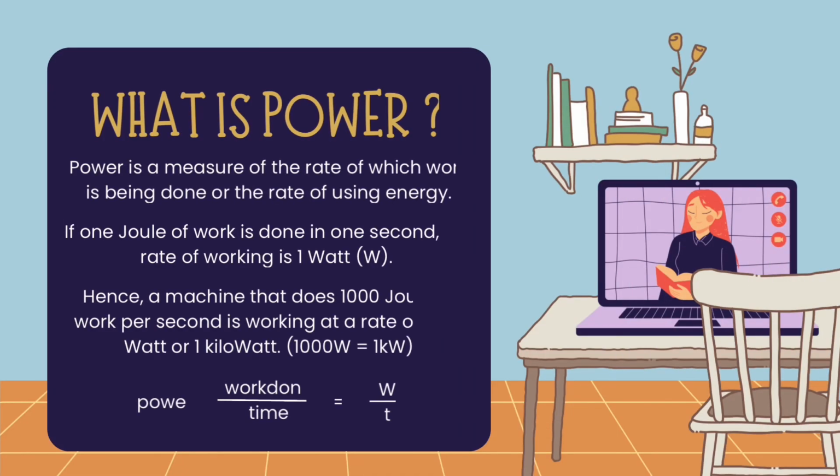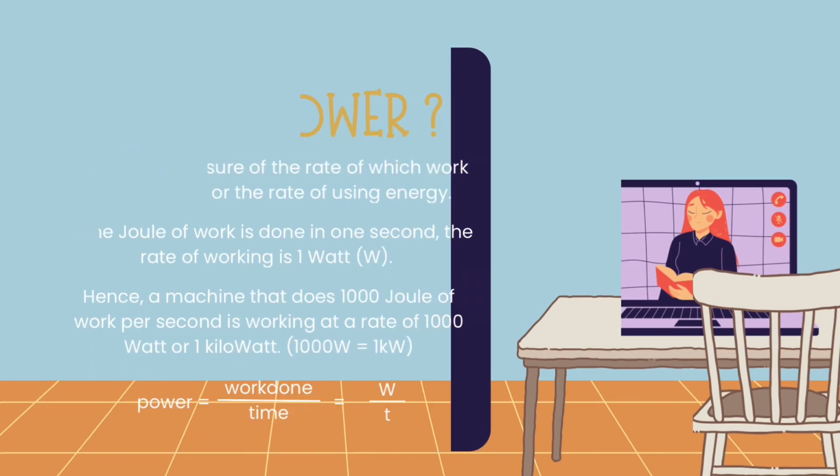And the last one is power. What is power? Power is a measure of the rate at which work is being done or the rate of using energy. If 1 joule of work is done in 1 second, the rate of working is 1 watt. Hence, a machine that does 1000 joules of work per second is working at a rate of 1000 watts or 1 kilowatt.